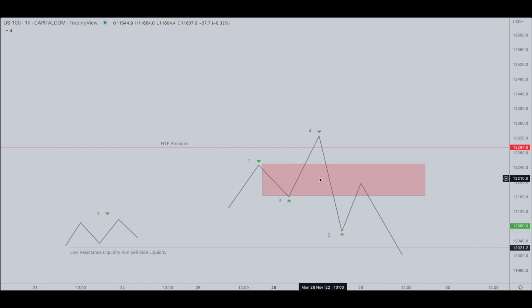We retrace up into that area where our breaker formation is, with a fair value gap here and a bearish order block inside of a premium, and then price sells off. So let's go ahead and look at the example.